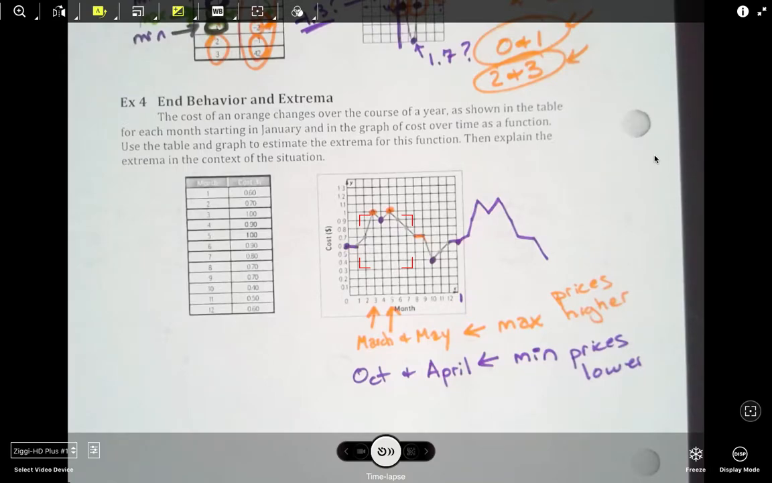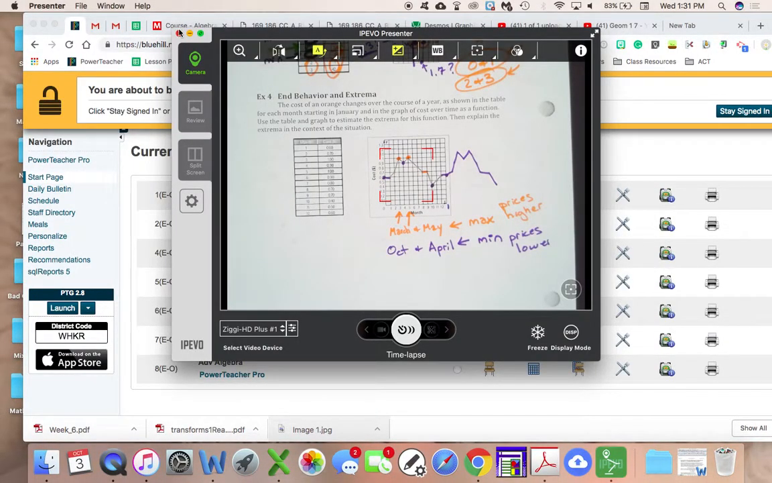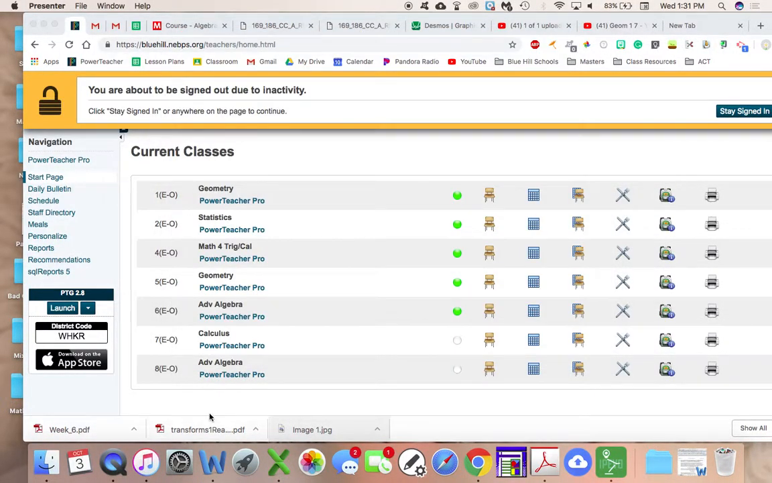Does that make sense? Then explain the extrema in context of the situation. That's what we just did. Prices lower, prices higher. Good? Yeah? Okay. That's all. That's all we have to do for that? That's all you have to do for that. You're just analyzing graphs is basically what you're doing.